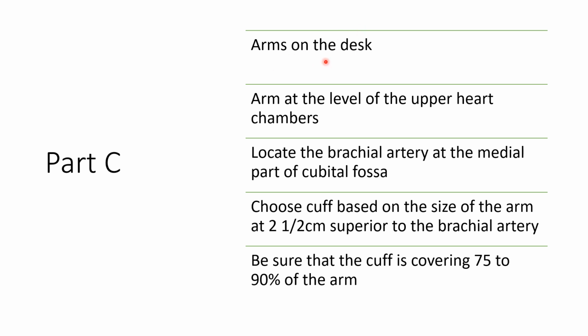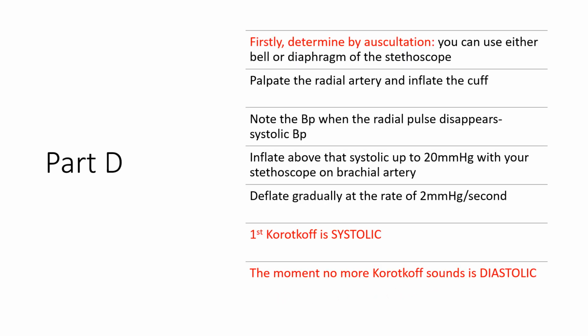Part C. The arm should be on the desk, at the level of the upper arm, at heart level. Locate the brachial artery at the medial part of the cubital fossa. Choose the cuff based on the size of the arm, at 2.5 centimeters superior to the brachial artery. Be sure that the cuff is covering 75 to 90% of the arm. Part D is that firstly, let's determine the systolic by palpation. You can use either the bell or the diaphragm of your stethoscope. Palpate the radial artery, and then inflate the cuff. Note the BP when the radial pulse disappears. That is the systolic, by palpation.